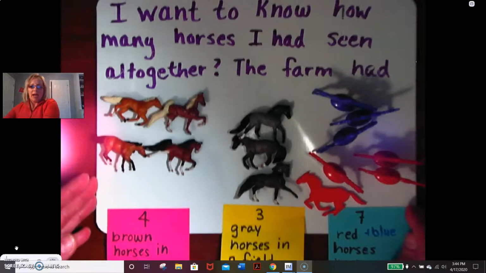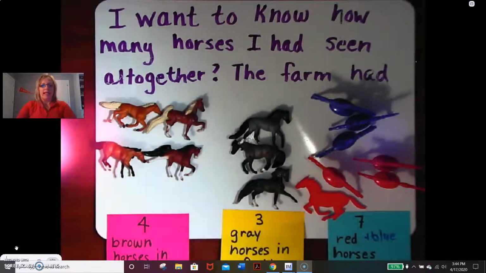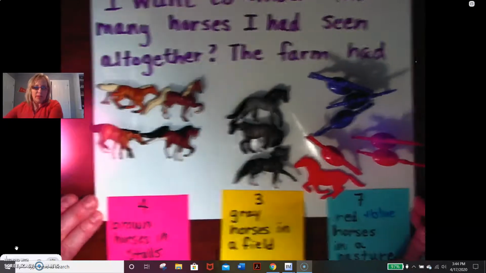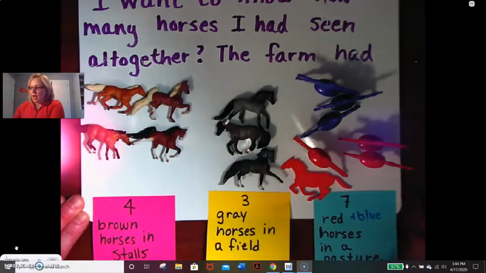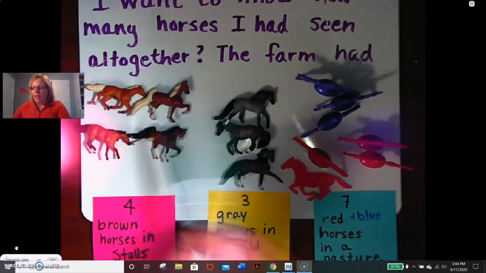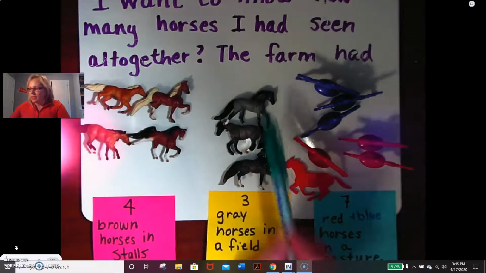Okay, so I wanted to know how many horses I had seen all together. So I had to take note of what I had observed. I had observed that they had 4 horses in stalls, 1, 2, 3, 4, and then they had 3 gray horses in a field.